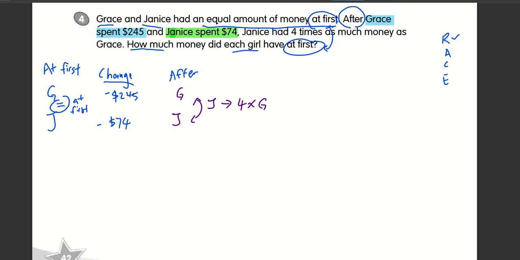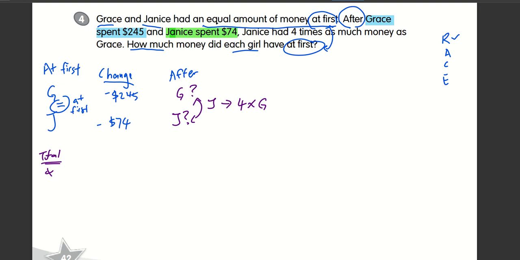Okay, but did they tell you after how much? No, they didn't, right? So we need to find out how to solve the question based on whatever is given to us. Okay, so yesterday we talked very briefly about using sum and difference. So in this question here, let's take a look at the total. The total of Grace and Janice. Do you have them at first? Also don't have. Okay, you don't have the total of both of them.